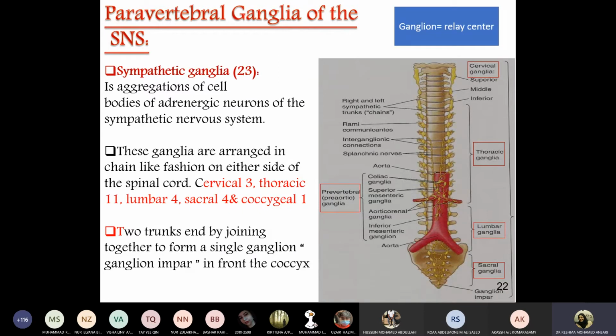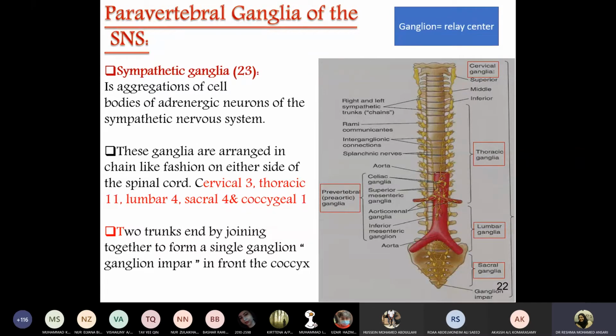This number is not important. For the cervical ganglia, I don't expect you to know the number. You have to know that you have a chain-like collection of neurons on either side of the spinal cord. What is that for? It is a relay center for sympathetic information. Yes, you receive the information from the thoracic or the lumbar regions of the spinal cord, but it will enter these ganglia, which are collections of cell bodies outside the central nervous system, to relay the information.